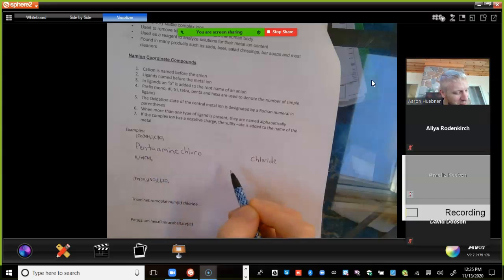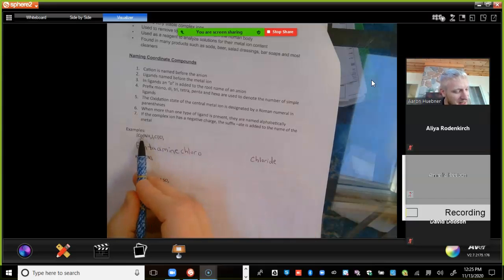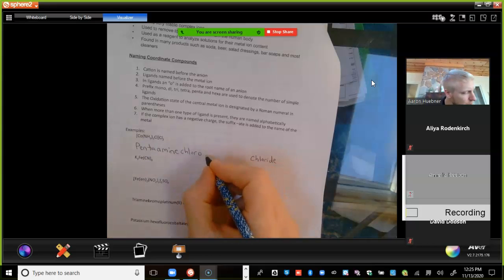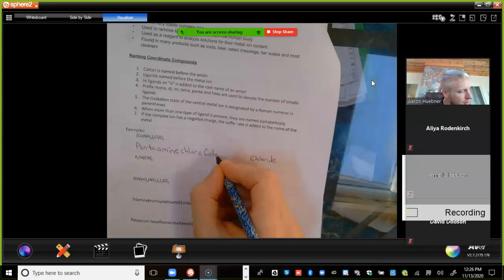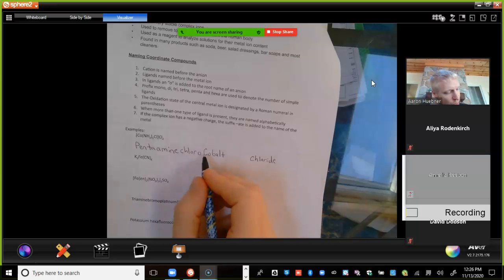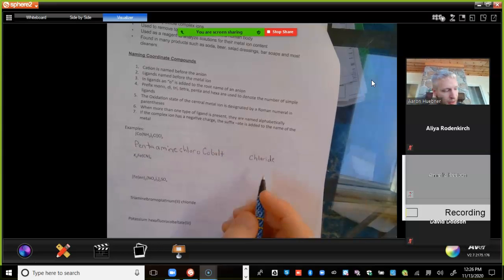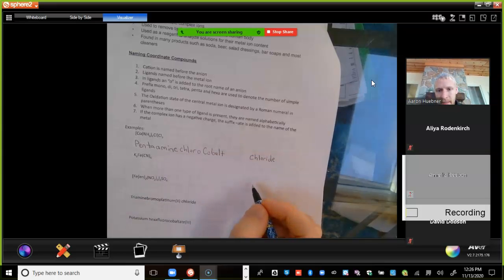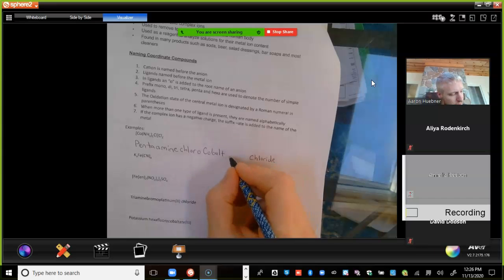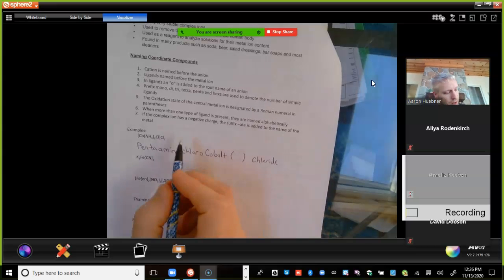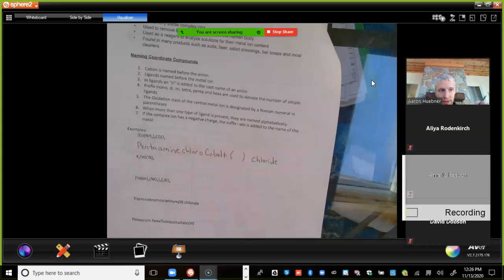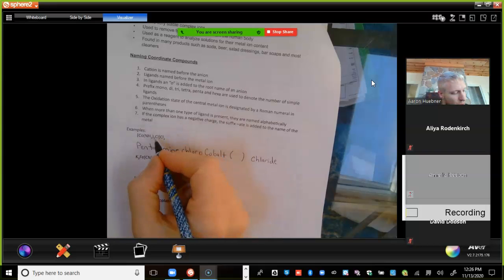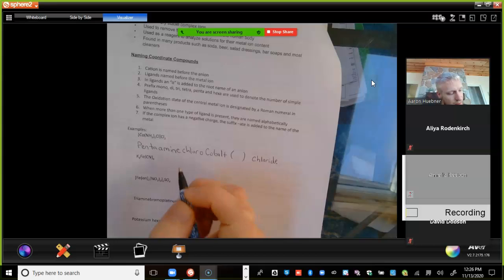So we got pentaamine chloro, and now we got to do the transition metal, which looks like it's cobalt. And I accidentally made it capital because I really like cobalt, but it's one word, so it really should be lowercase. Sorry about that. We've got to show the charge of this thing. All right, so amine is 0 charge, not going to impact it. But then chlorine is -1.